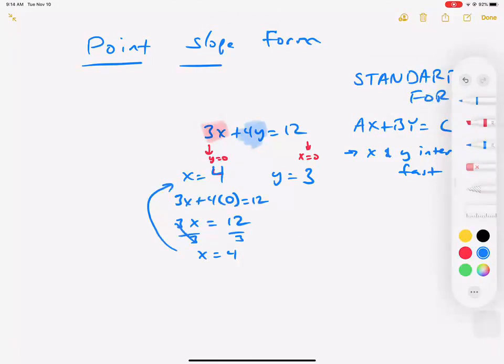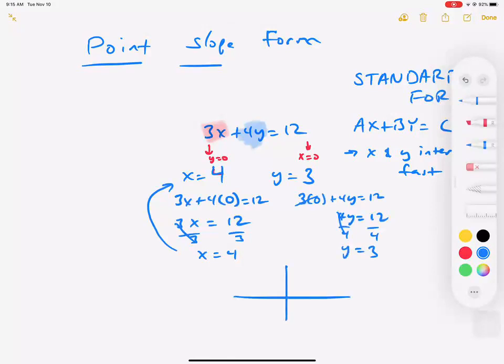If I solve for the y-intercept, we make the x 0. 3 times 0 plus 4y equals 12. 4y equals 12 because 3 times 0 is 0. So divide both sides by 4. Again, we're using every skill we learned straight from week 1. y is 3.